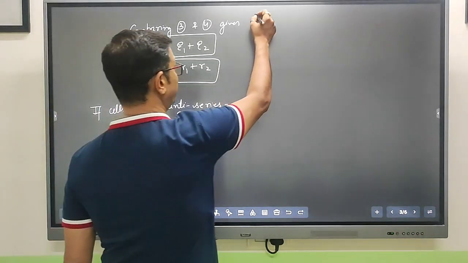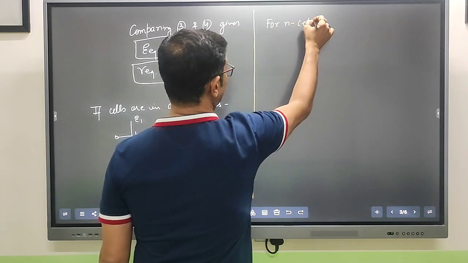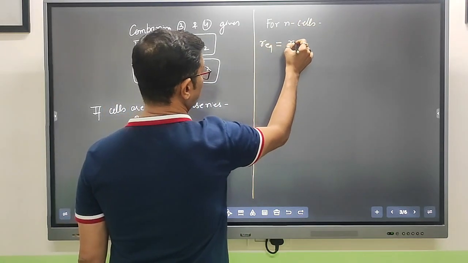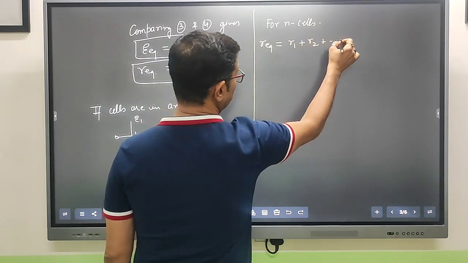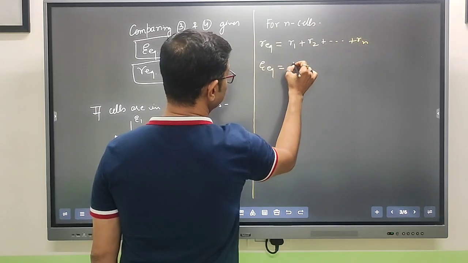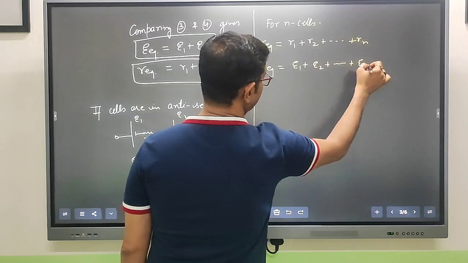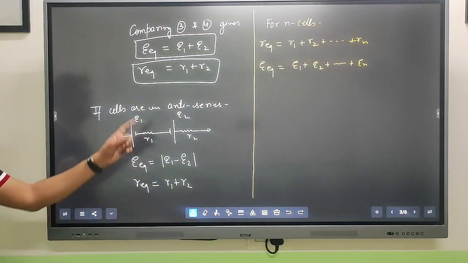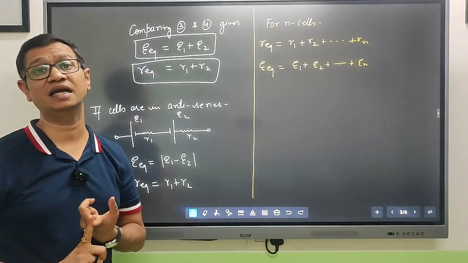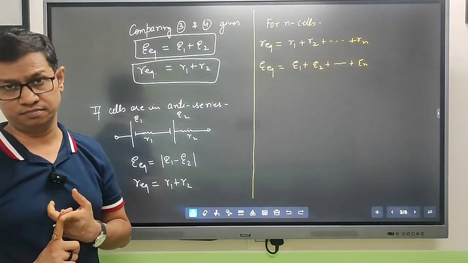And this can be extended for n cells. For n cells, this can be extended. R equivalent can be written as R1 plus R2 plus so on and so forth plus Rn, and E equivalent can be extended as E1 plus E2 plus so on and so forth plus En if you have n cells. So this is the formula derivation for equivalent EMF and equivalent internal resistance for a combination of cells in series setup. Thank you.